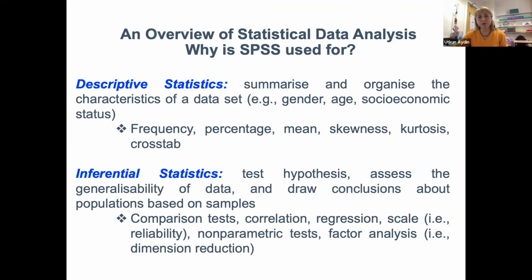SPSS is used for computing two main statistics. One of them is the descriptive statistics to summarize and organize the characteristics of a data set. For example, gender, age, socioeconomic status. You can compute the frequencies, percentages, means, or you can characterize your distribution by computing the skewness and kurtosis and crosstabs. The other one is the inferential statistics.